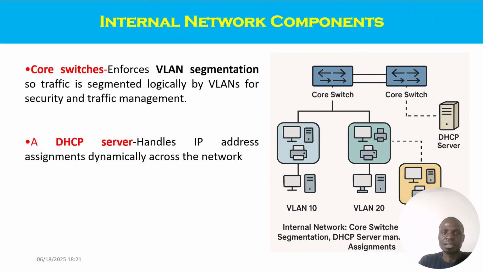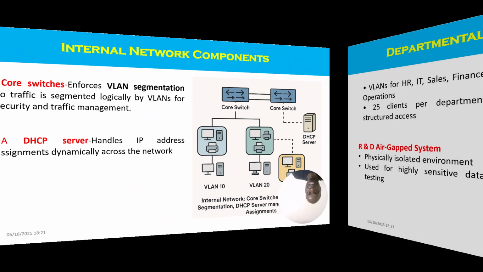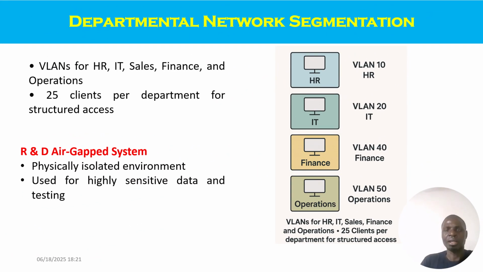And what are the internal network components? This comprises core switches that enforce VLAN segmentation, so traffic is segmented logically by VLANs for security and traffic management. And a DHCP server handles IP address assignment dynamically across the network, as seen in the diagram. And there is the departmental segmentation, depending on the company. We may have many departments, but I want to look at five of them to be precise: HR, IT, sales, finance, and operations, with each department having 25 clients.